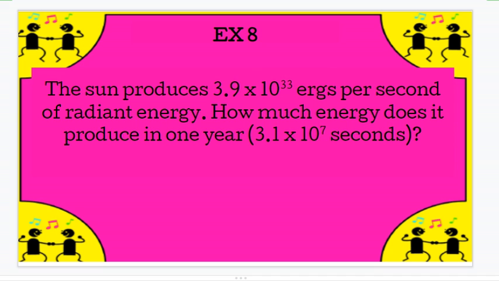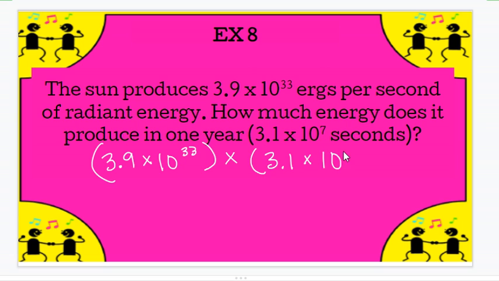So we're going to take the amount that it produces in 1 second and multiply it by how many seconds there are in a year to figure out how much energy it produces in a total year. So let's first begin by writing our multiplication problem. So we're going to have 3.9 times 10 to the 33rd power times 3.1 times 10 to the 7th power.